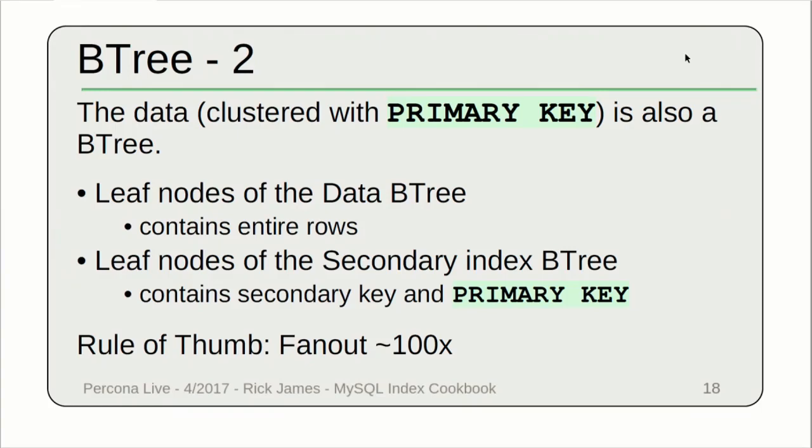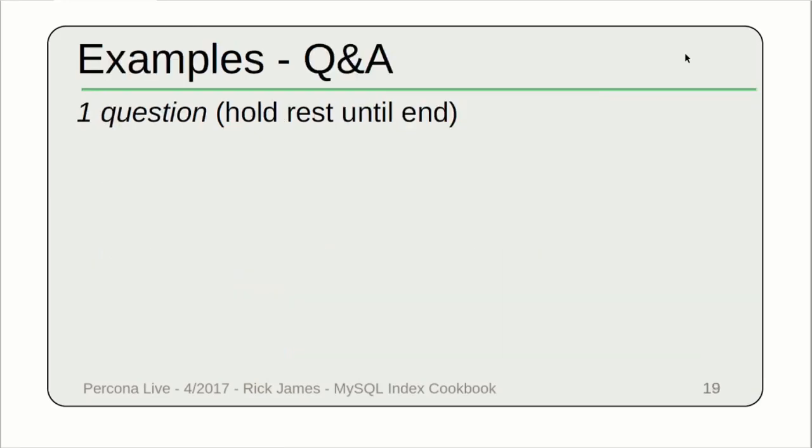A rule of thumb, tomorrow I have a talk on Rick's rules of thumb, Rick's RoTs. One of them is the fan out in a B-tree is 100. So this node has 100 things under it, which has 100 things under it, and so forth. The corollary of that is a B-tree is not very deep. You've got 1 million rows, it might be 3 levels deep. 1 trillion rows, 6 levels deep. We're not talking huge, deep things.